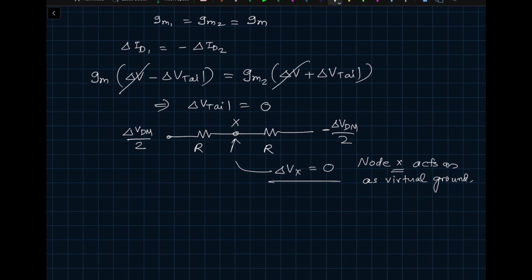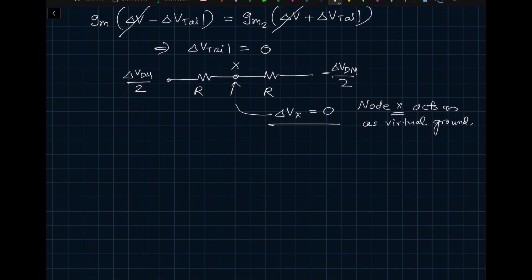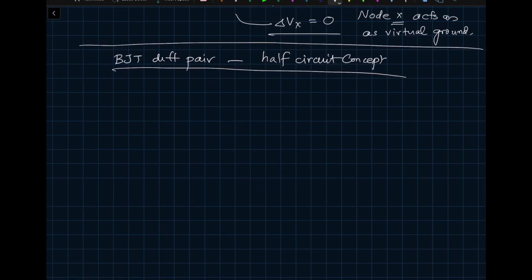Okay, so now we can utilize this analysis for the half circuit concept for the BJT diff pair. Let's draw the diff pair. In this case, we'll start with the BJT.